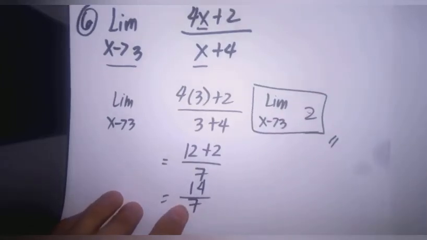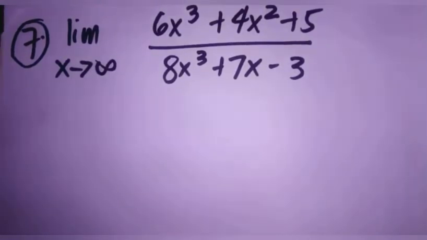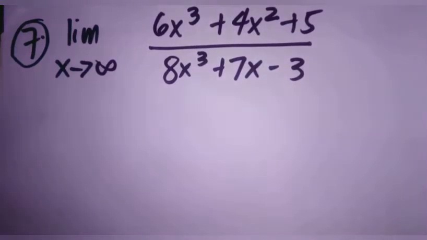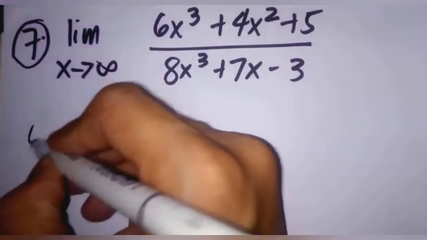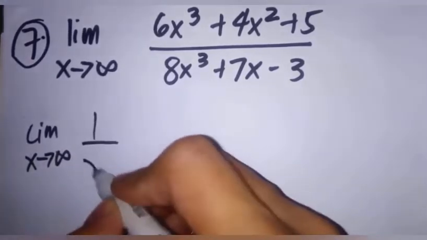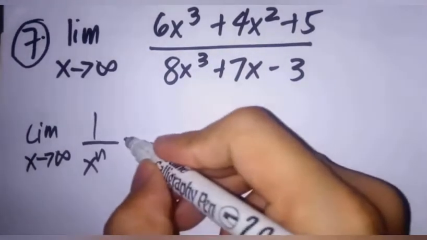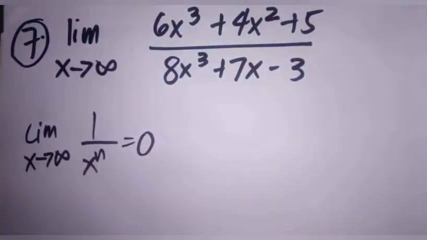Yan na siya. Number 7 po, 6x cube plus 4x squared plus 5 all over 8x cube plus 7x minus 3 when x approaches infinity. So, limits pa rin po tayo. So, guidelines, papakitaan ko kayo ng isang guidelines. Kapag daw po ang isang limit ng 1 over x raised to n, kapag daw po in-approach natin ng ganyang klaseng fraction ay magiging 0.